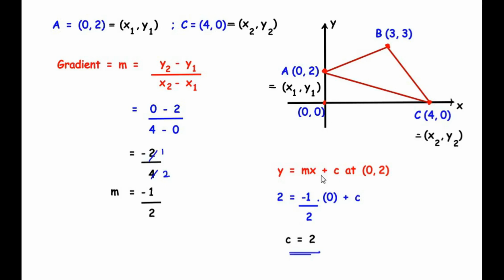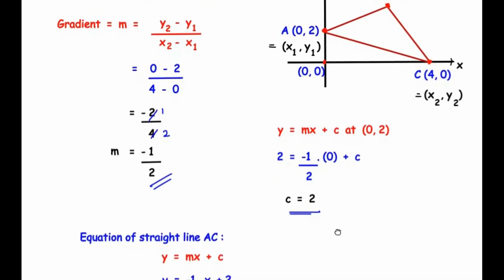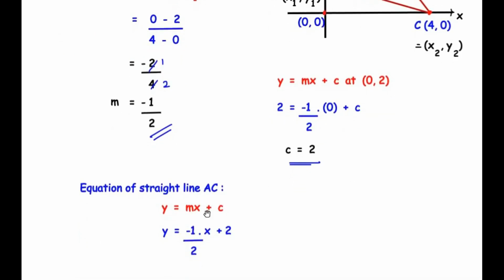So these are the two methods: if you are drawing a rough figure this way, directly you can say that the y-intercept is 2 as the line cuts the y-axis at point 2, or you can use this method of substitution. So finally we have to substitute the values of m and c we have got in y is equal to mx plus c to get the equation of line AC. So let me write here, equation of straight line AC is y is equal to mx plus c. So y is equal to m value, we got it as negative 1 over 2 times x, plus c value, we got it as 2. So it is going to be y is equal to minus 1 over 2x plus 2. This is the equation of straight line AC.